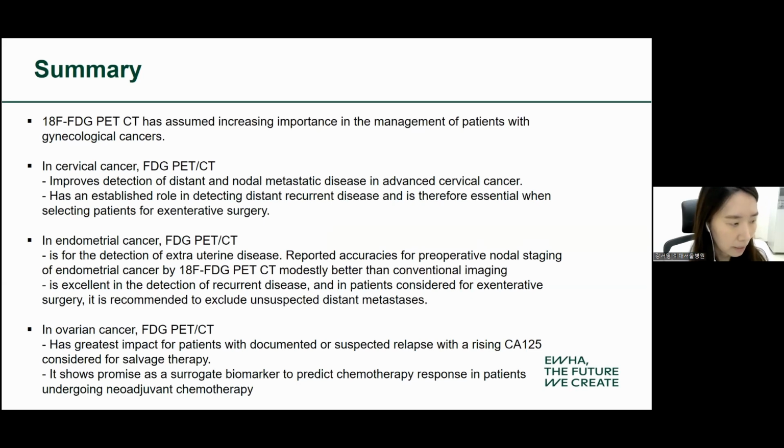I'm sorry, I can't hear your voice, it is very low. So please say it one more time. How do you differentiate between adenomyosis and uterine malignancy on FDG-PET? Adenomyosis versus malignancy in the uterus? Yes, adenomyosis and malignancy in the uterus.